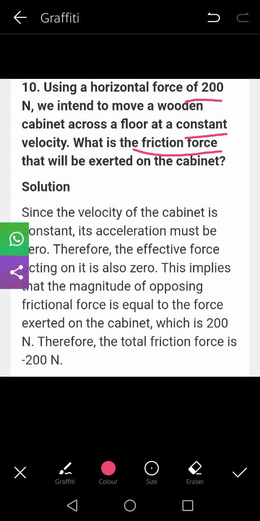Then how much frictional force do we have to apply? That is 200 Newton, or we can say minus 200, minus because it is opposite. Remember, if an object has to be moved with a constant velocity, the total force on the object should be 0. And how can it be 0? If the applied force is this, then the frictional force should be minus 200, so that both cancel each other, making the effect 0.